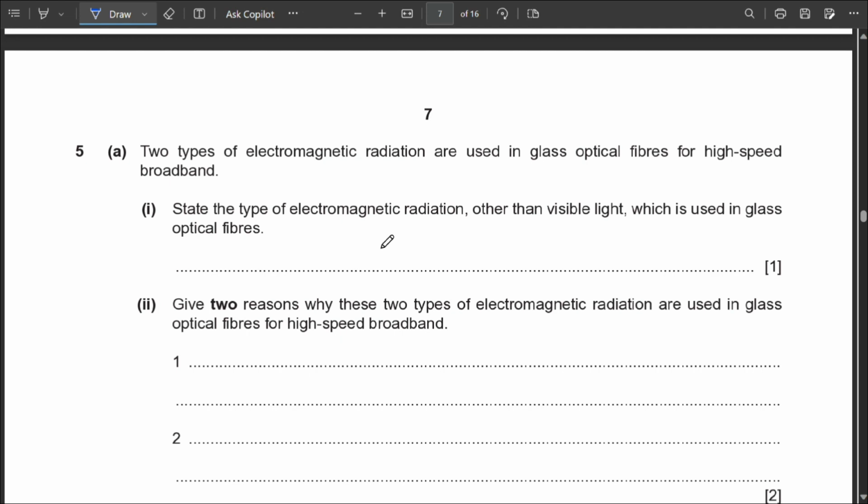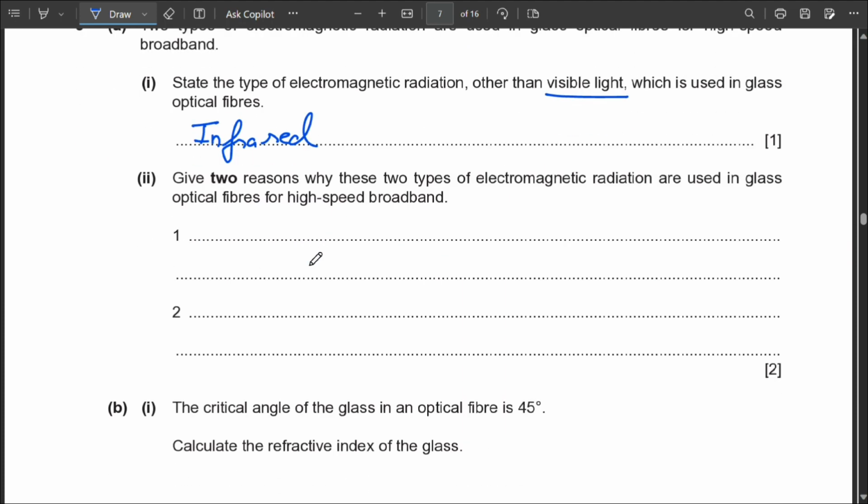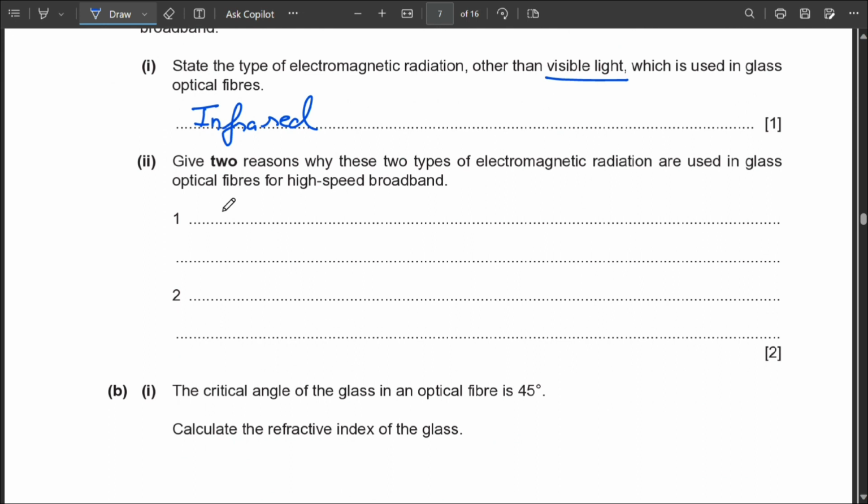Fifth, two types of electromagnetic radiations are used in glass optical fibers for high speed broadband. We know what optical fibers are. First part, state the type of electromagnetic radiation other than visible light which is used in glass optical fibers. So visible light, and it uses infrared radiations. Now, second part. Give two reasons why these two types of electromagnetic radiations are used in glass optical fibers for high speed broadband.